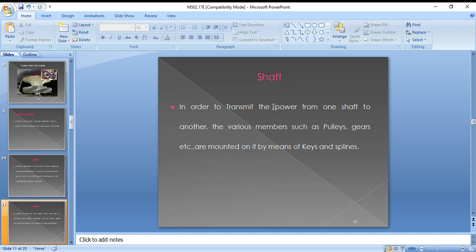In order to transmit the power from one shaft to another, various members such as pulleys, gears, etc. are mounted on it by means of keys and splines. To mount pulleys and gears, the shaft must have keys or splines. Otherwise, the shaft will move at some speed and the other part will move at another speed, whether it is pulleys or gears. If we have keys and splines, it will be like a locking system, so that the same power is transmitted to the pulleys or gears.